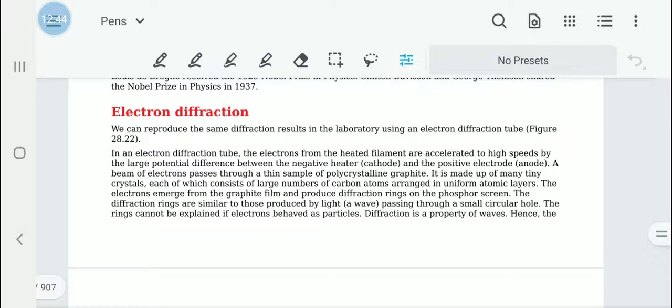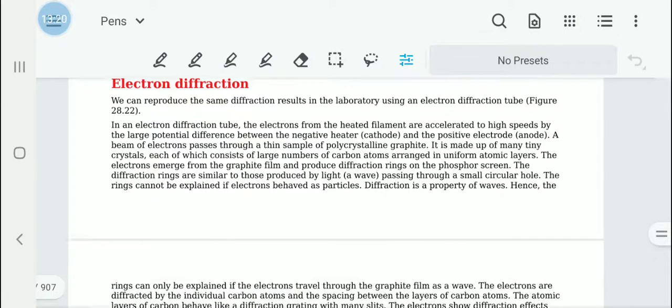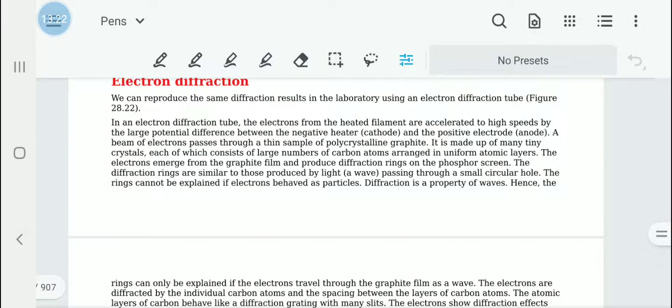So then these electrons that emerge from this graphite film, when transmitted to a phosphor screen, will produce diffraction rings that are quite similar to those of light. That is a wave. So this shows that electrons also show wave-like properties. They go through small circular holes and produce diffraction rings.